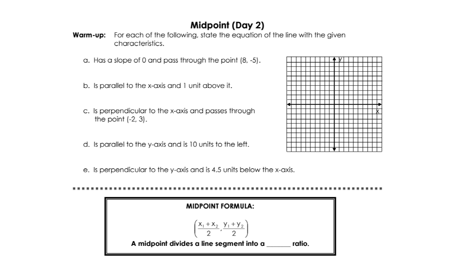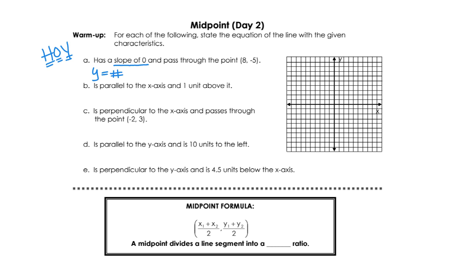In part A, it's talking about a slope of 0. And we have to remember that there's 4 types of slope: positive, negative, 0, and undefined. Slope of 0, hopefully you remember the little acronym there, HOY. This is used for horizontal lines because they have 0 slope and their equations are y equals a number.